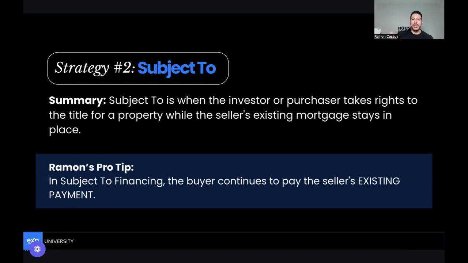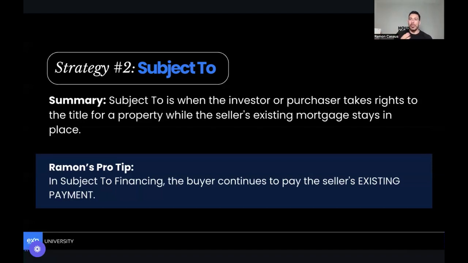Summary: subject to is when an investor or purchaser takes rights to the title for a property while the seller's existing mortgage stays in place. Going back to the same scenario about buyer and seller, the buyer actually buys the property, but the seller's mortgage stays in place. So the buyer is buying the property subject to continuing to make the payments that are already in place.